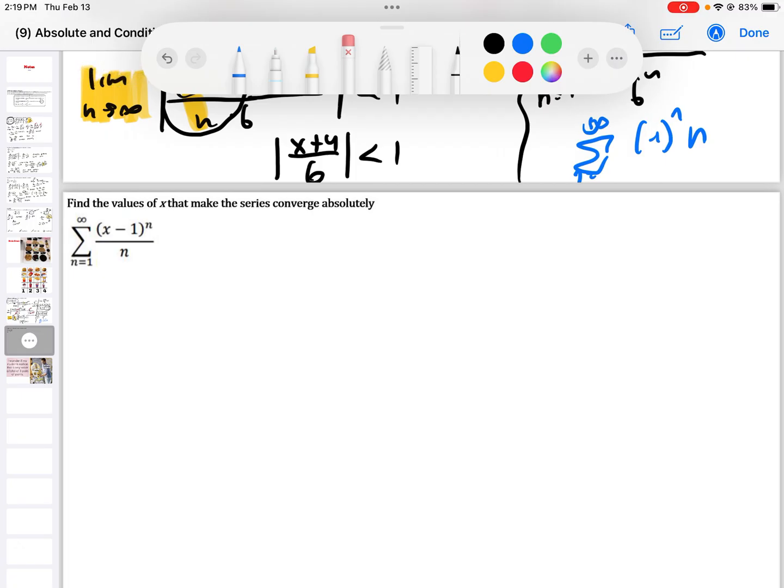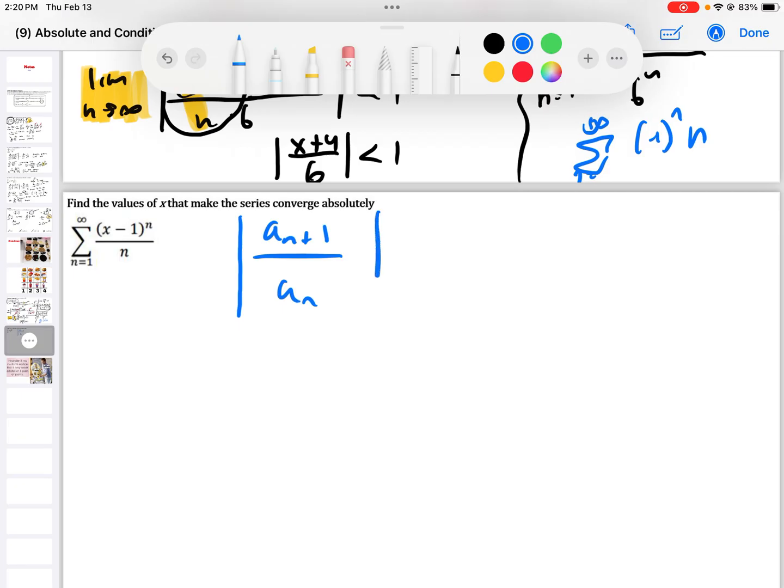All right, so I've thought about this one a little bit more. We're going to talk about the endpoints on this one. All right, so we want to find the values of x that make this converge absolutely. So for this first part, I want you to pause the video, try it on your own, see how we did the last one, and try to recreate the steps here.